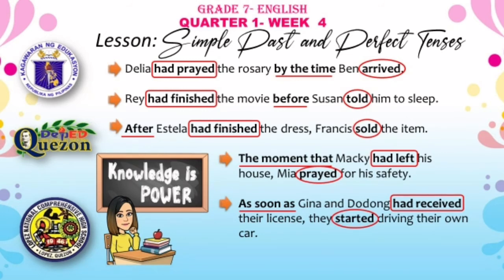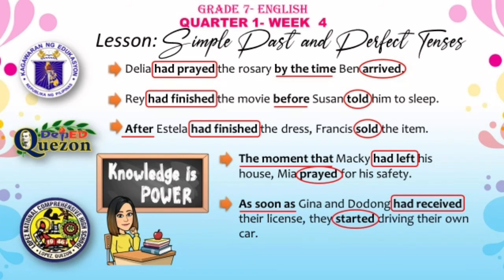The fourth example is the moment that Maki had left his house, Mia prayed for his safety. The moment that is the time expression, had left is the past perfect tense, and prayed is the simple past tense. The last example is, as soon as Gina and Dodong had received their license, they started driving their own car. As soon as is the time expression, had received is the past perfect tense, and started is the simple past tense.